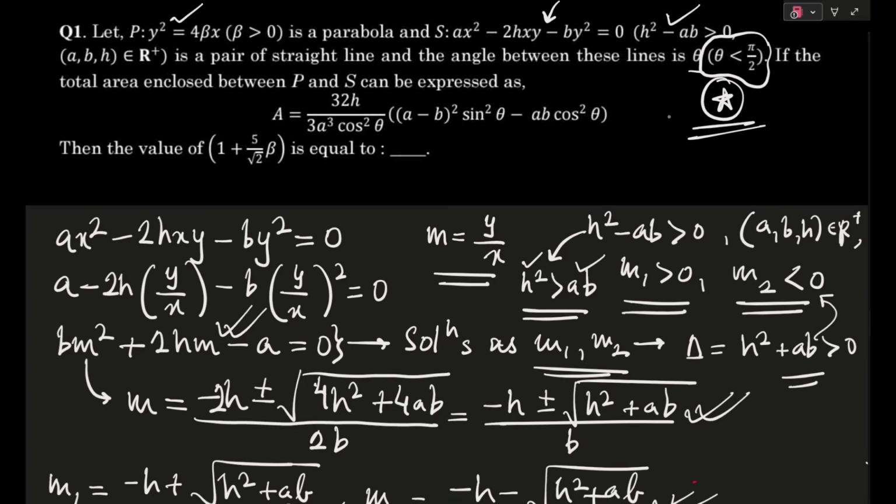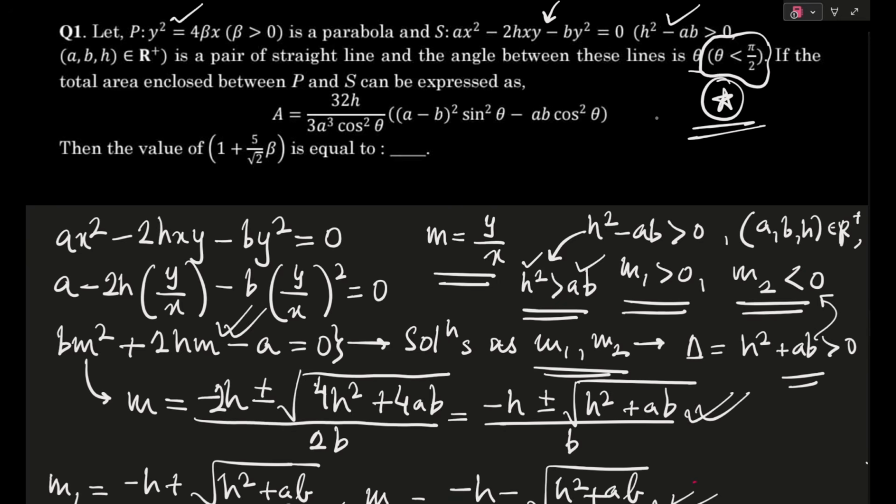Because we have arrived at a scene where we are not very sure about what our m1 and m2 are, we know that the factors are opposite in sign. They are 100% real factors. We know that h square plus ab is greater than 0, and we know that a, b, h belong to positive reals. And one more thing we know, that the angle theta in between these two lines is acute. It is less than pi by 2, which means it's not equal to pi by 2 and it is not exceeding pi by 2.